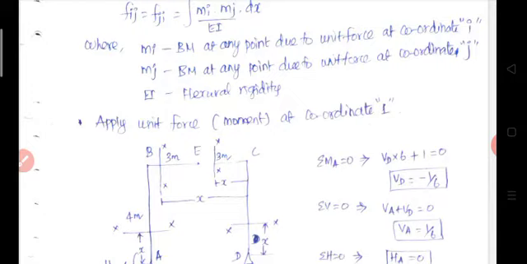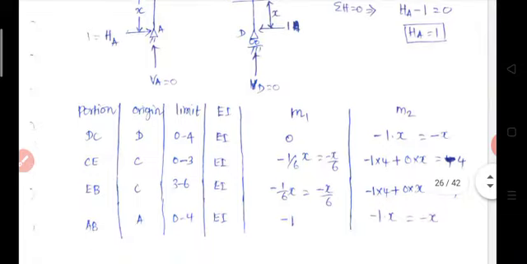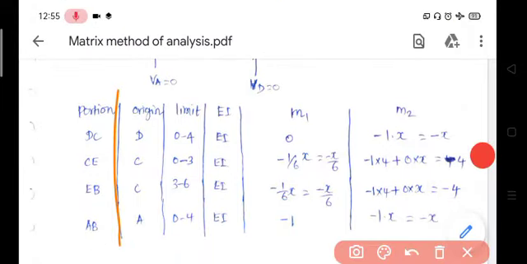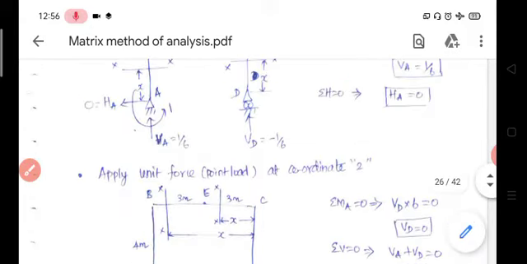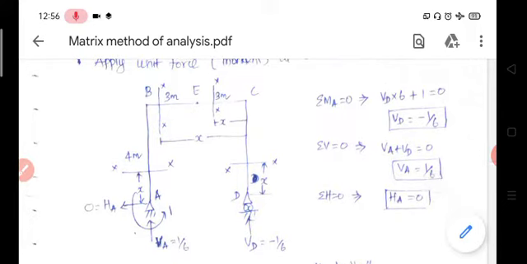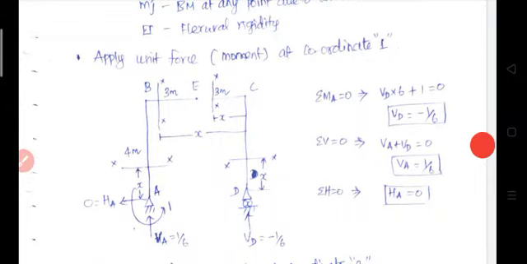In order to develop this flexibility matrix, we have to make a table like this. The first column of the table is portion, the second column is origin, the third is limit, the fourth is flexural rigidity, and the fifth is M1 and M2. In this case there are only two assigned coordinates, so we write up to M2. M1 is the moment induced at every section due to a unit force applied at the assigned coordinate 1. M2 is the moment induced at every section due to a unit force applied at coordinate 2.